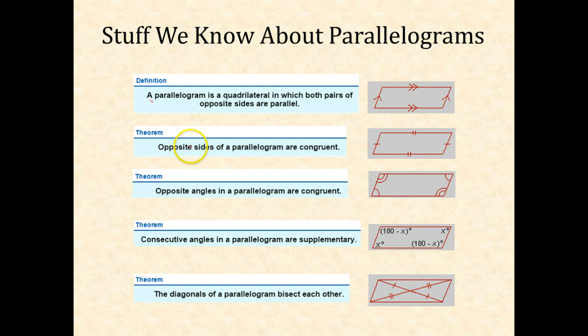Then our first theorem showed that opposite sides of the parallelogram are congruent. And then we proved that opposite angles are congruent. And then we discussed how consecutive angles in a parallelogram are supplementary, meaning they add up to 180 degrees. And then last we talked about how the diagonals bisect each other. So this is the midpoint of each one of these diagonals.